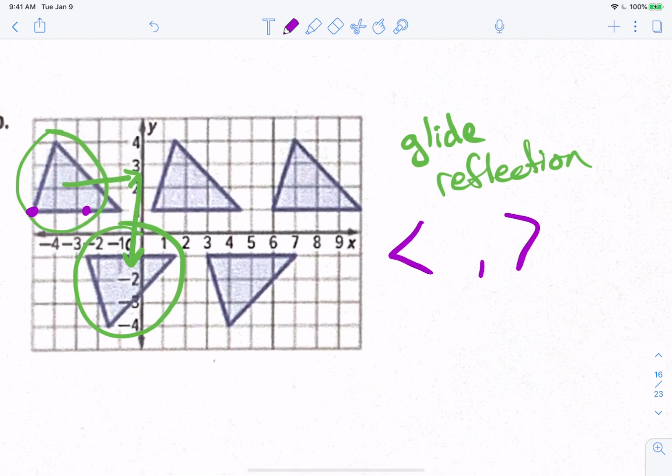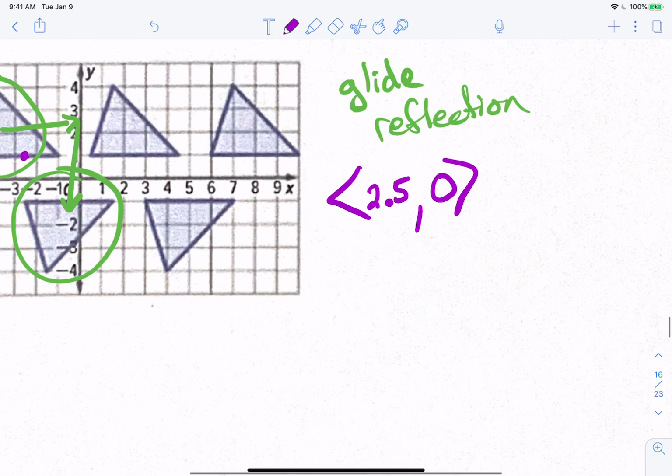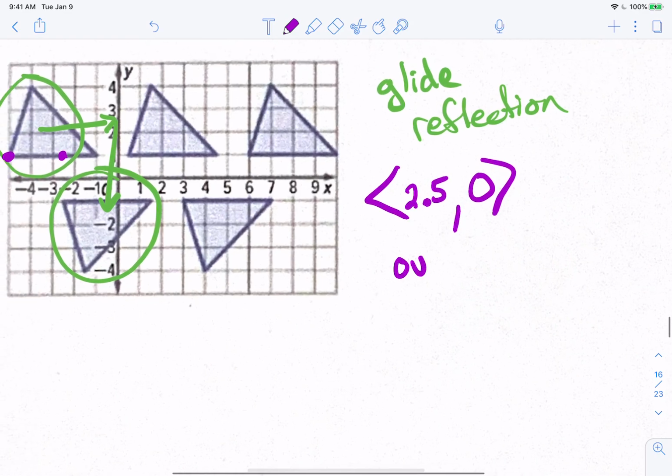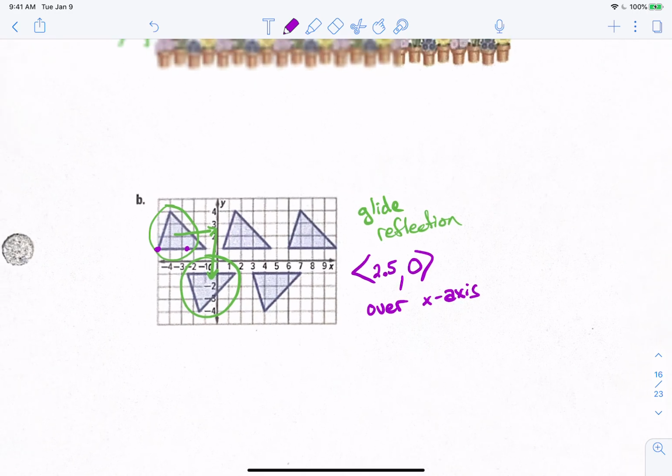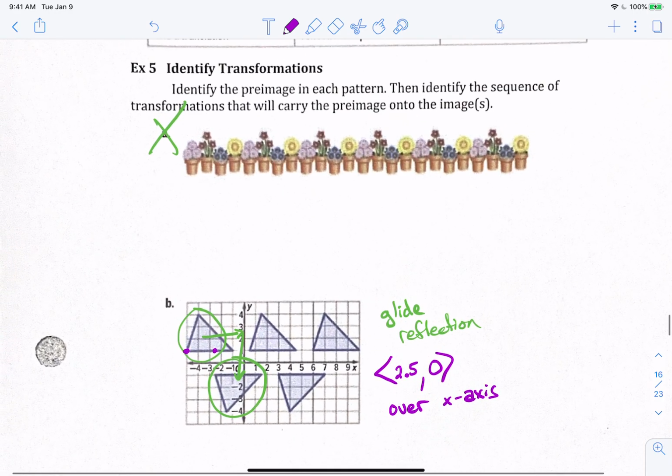So what does that look like in parentheses here? It'd be 2.5 comma what? You're not moving him down at all. It's 2.5 comma 0 and then it is over the x-axis. You're flipping him down. After you slide him over, you're flipping him down. Beautiful. Okay, that's it. That's all you have to do.